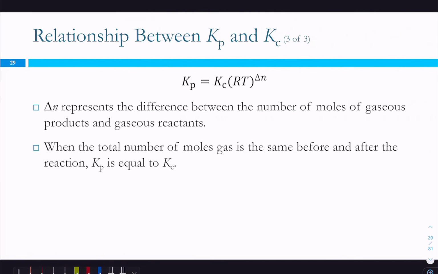So we can also swap out that c plus d minus a minus b with delta n. And so if the change in the coefficients is 0, then Kc is equal to Kp. Because that's what that c plus d minus a minus b is, it's just the change in the coefficients of gas, specifically of gas.